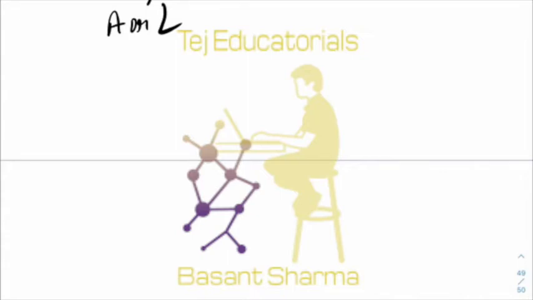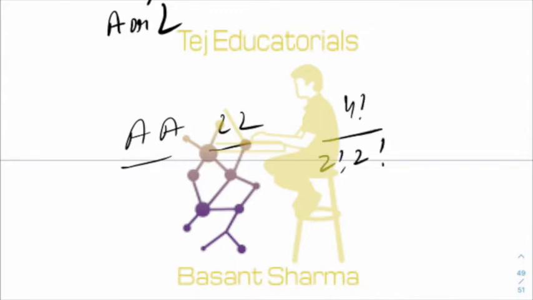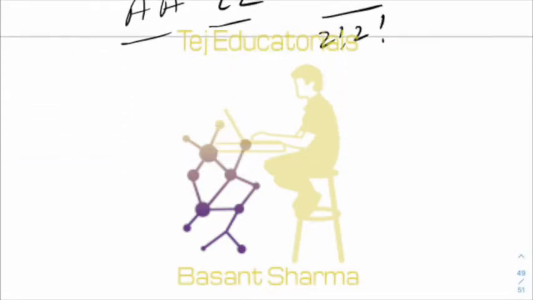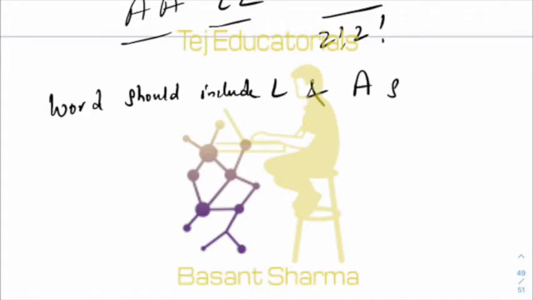Now in this part only, if I say that 2 are of one type and 2 are of other type, then the only option is AALL, right? Because these are the only letters which have at least 2 copies available. So in this case the answer would be 4 factorial upon 2 factorial 2 factorial. Now if I ask you that the word should include L, and A should not be repeated.